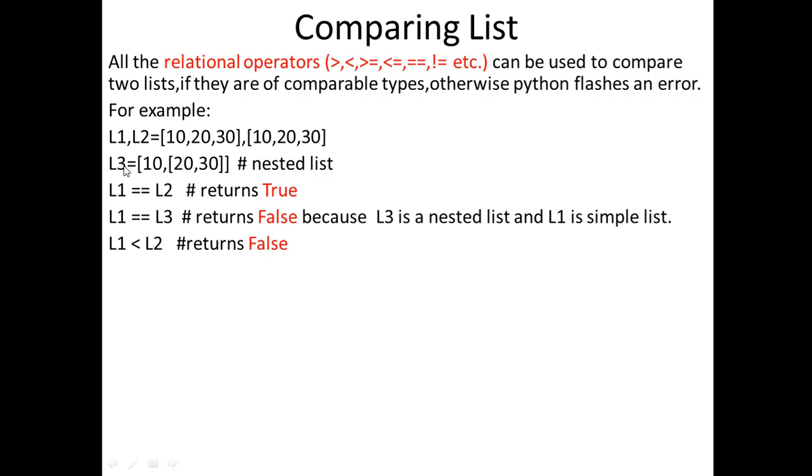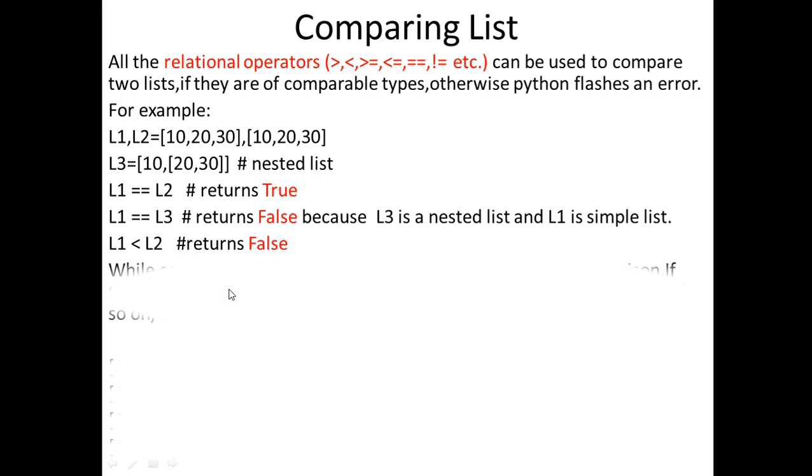L1 and L3. L1 equal to L3 returns false. Why? Because L3 is a nested list and L1 is a simple list. L1 greater than L2 returns false. L1 is smaller than L2? Will the value of L1 be smaller than L2? No, because each element of the first and the second list are equal, so it returns false.